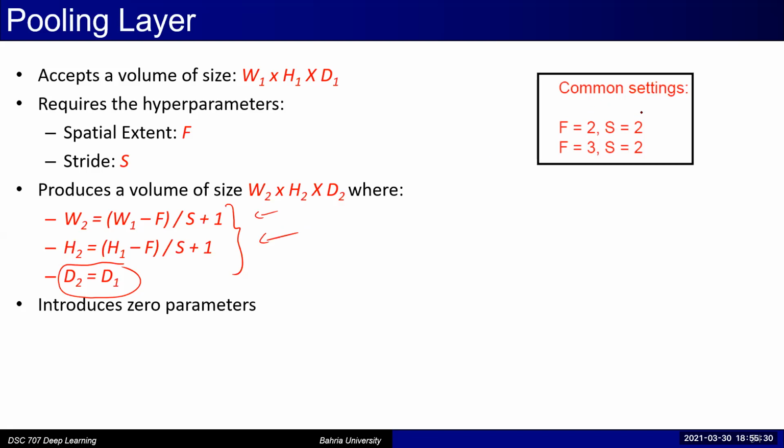And the most common setting is this one, where you use a window size of 2 by 2 and a stride of 2, which will reduce your spatial dimension by a factor of 2, right? So every time you actually shrink your spatial dimension by a factor of 2, right? Of course, you can use other settings, but this is the most common setting that you will find in most of the networks.